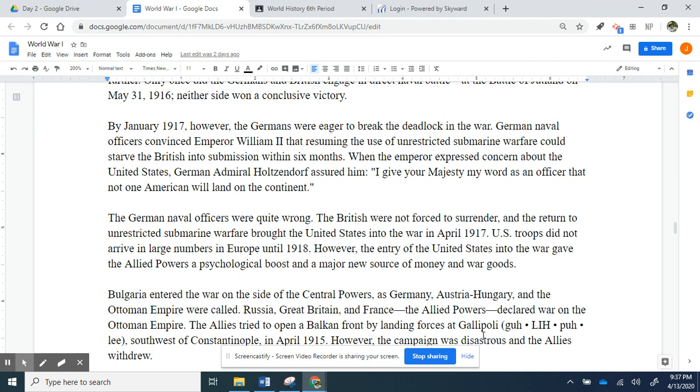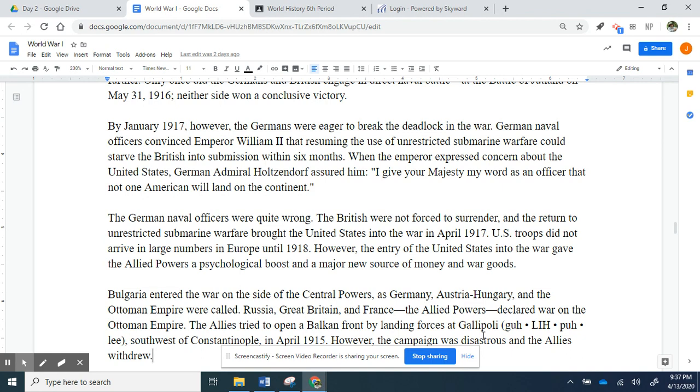German naval officials convinced Emperor William II that resuming the use of unrestricted submarine warfare could starve the British into submission within 6 months. When the Emperor expressed concern about the United States, German Admiral Holzendorf assured him, "I give you, Majesty, my word as an officer that not one American will land on the continent." The German naval officers were quite wrong.